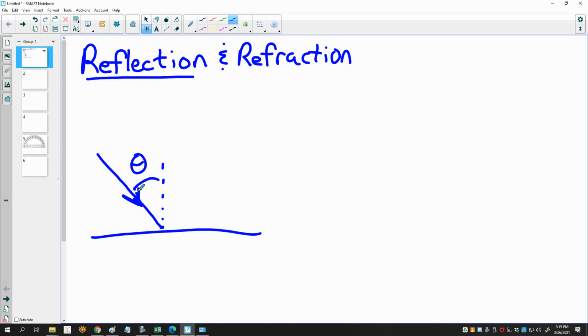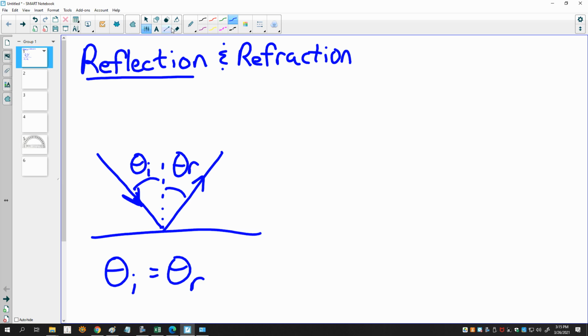So I have this ray that is incident onto the surface. That's called theta I, the incident angle. And then it is reflected in such a way that the reflected angle is equal to that incident angle. Remember, this was one of the properties of light that Isaac Newton first observed, which led him to believe that light behaves as a particle, and indeed it does behave as a particle.